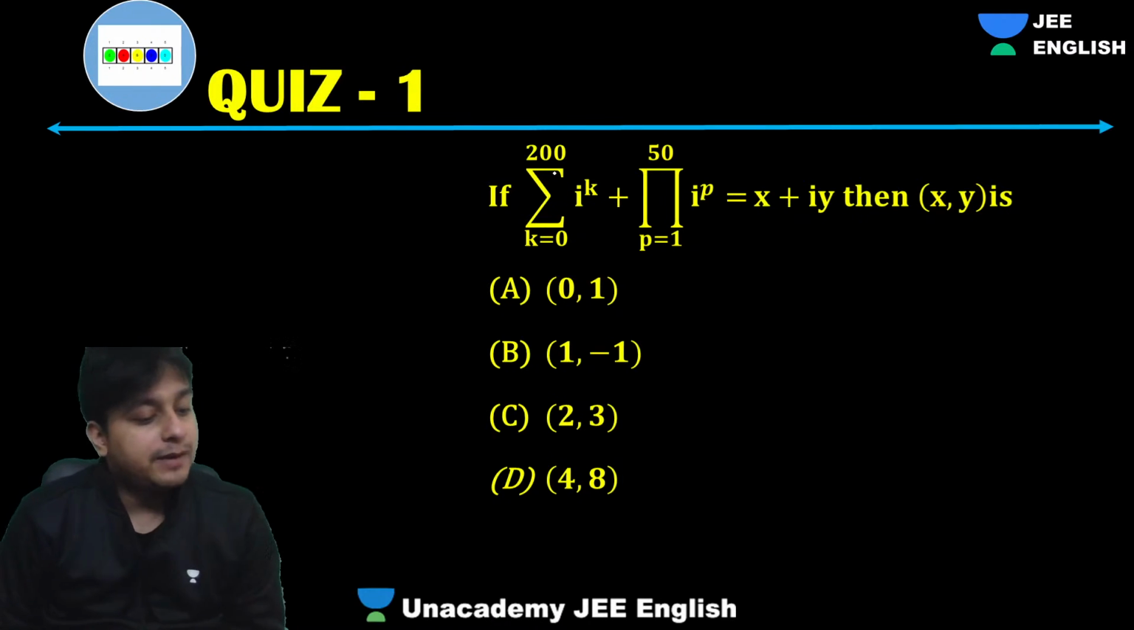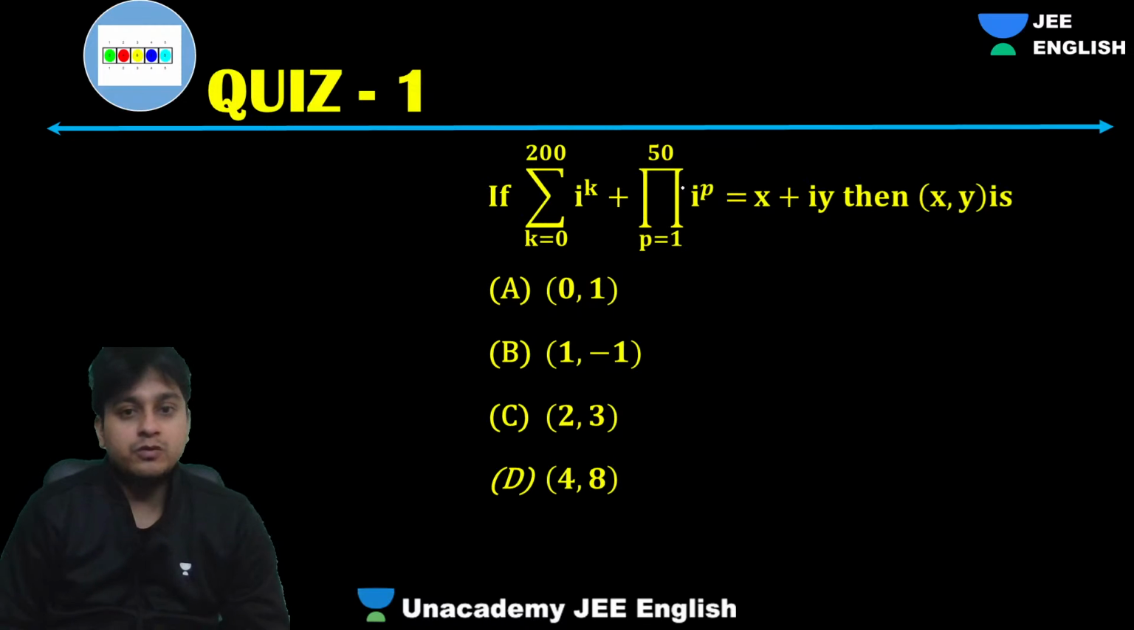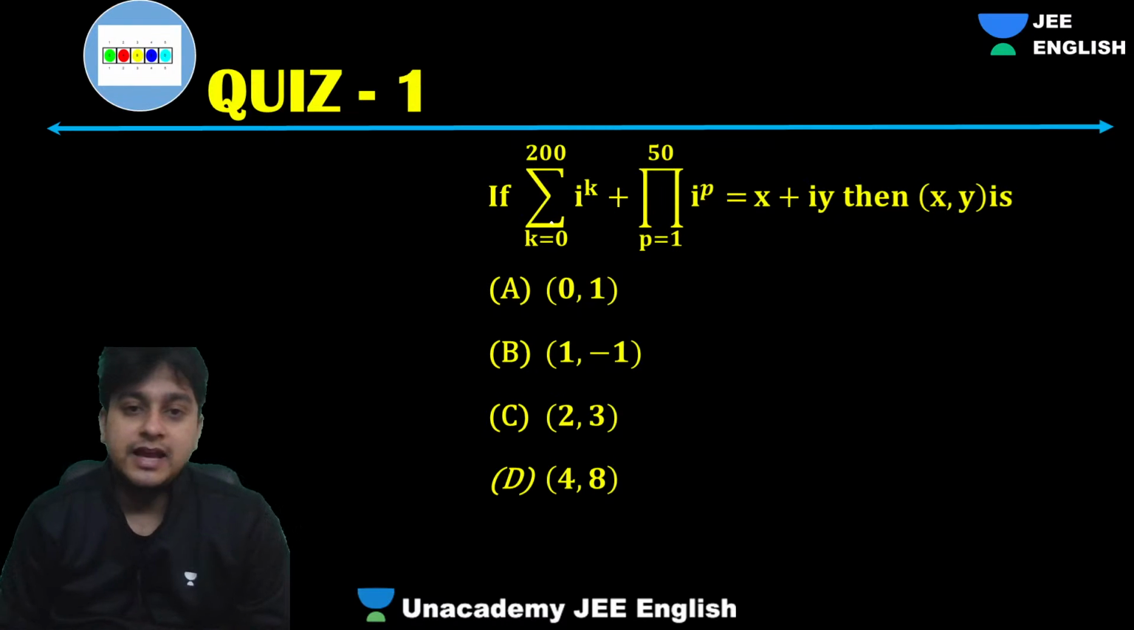So we have i to the power k, where k is going from 0 to 200, and a product over p going from 1 to 50 of i to the power p. This is not pi meaning product, summation means addition. So we need to get the value of x comma y. So let's solve the summation part first.